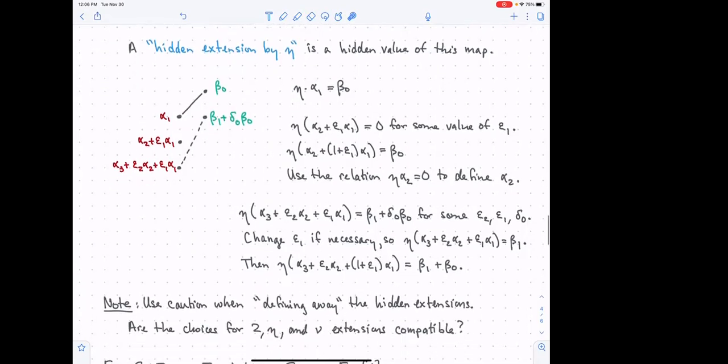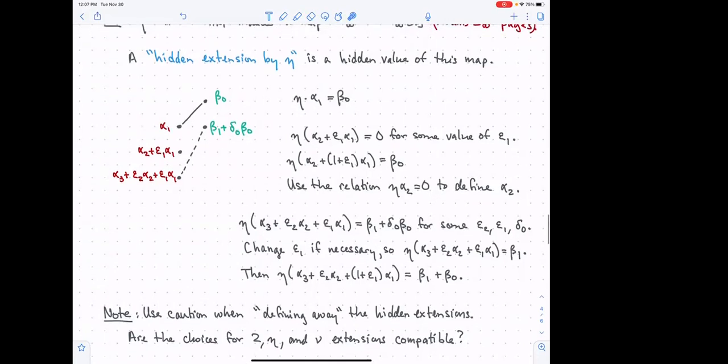And I'll make a remark here. You have to be careful when you define away these hidden extensions like this, like I'm doing right here with alpha 2, because you're making some choices for alpha 2, some choices for eta, some choices for nu, some choices for other extensions, and you have to make sure that your choices are compatible. It's not always the case that the most convenient choices for these different maps are always the same. Sometimes a choice for one is convenient, and then it makes the other one complicated, and you have to learn to live with that. Okay, all right, we're almost done with this one.